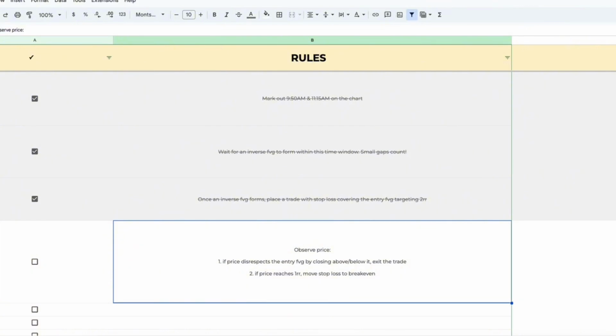Now we need to observe price. If price disrespects the entry fair value gap by closing above or below it, exit the trade. Or if price reaches 1 risk to reward, move the stop loss to break even.